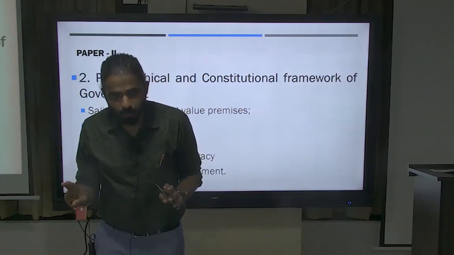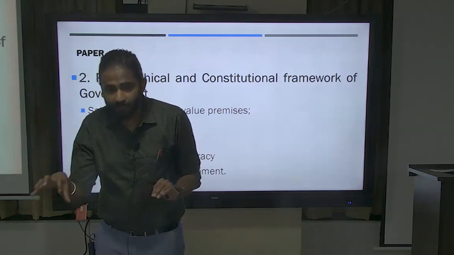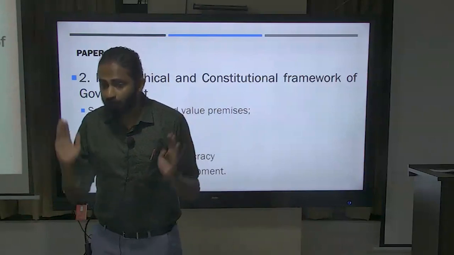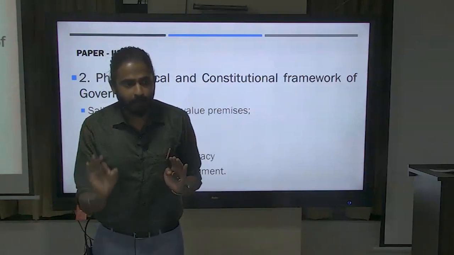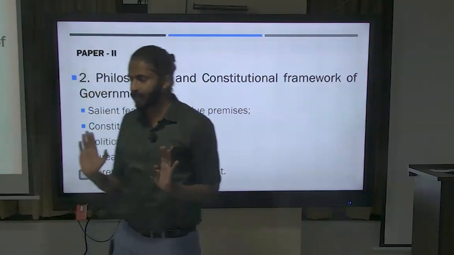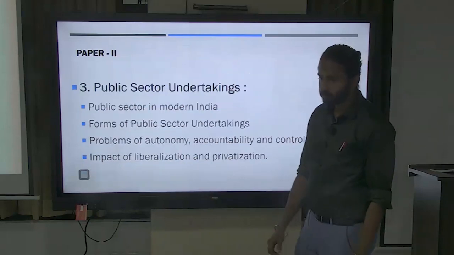So constitutionalism is nothing but limited government. We are limiting the powers of the government to do any random thing. They have to govern according to the fundamental law of the land called constitution. This is the basic concept of constitution. So this philosophy, all the things, we will discuss in chapter 2.